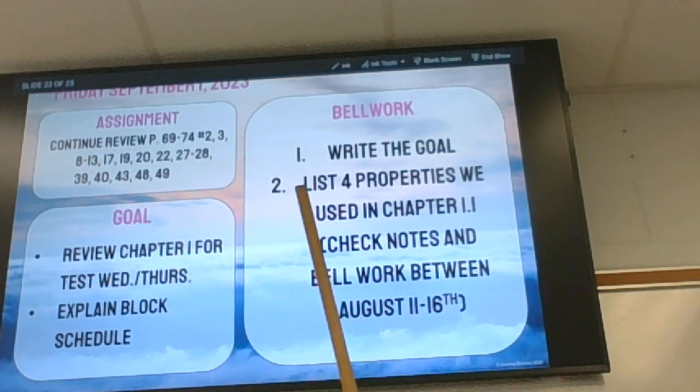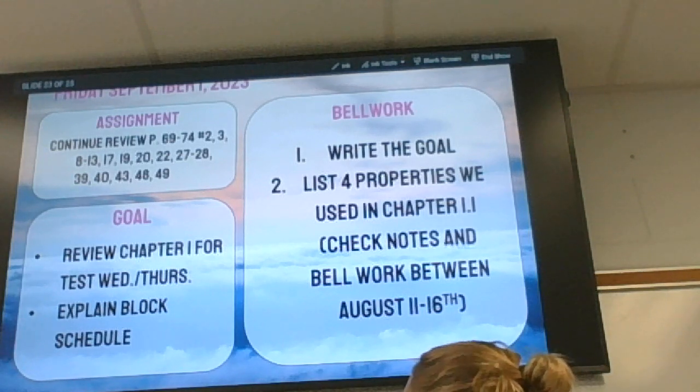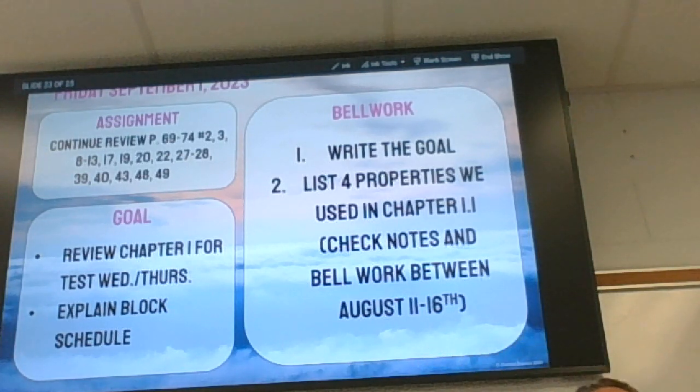Okay, guys, so your first bell work question was to write the goal. Write both of these. Review for the chapter test. You guys are still going Wednesday. And then I explained to you block scheduling. The second one is to list the properties we used in chapter 4.1. So, what are some properties we use? Yes. This is on your test, but I don't think it's on your review, and that's why I put it in bell work. The multiplication property of equality.